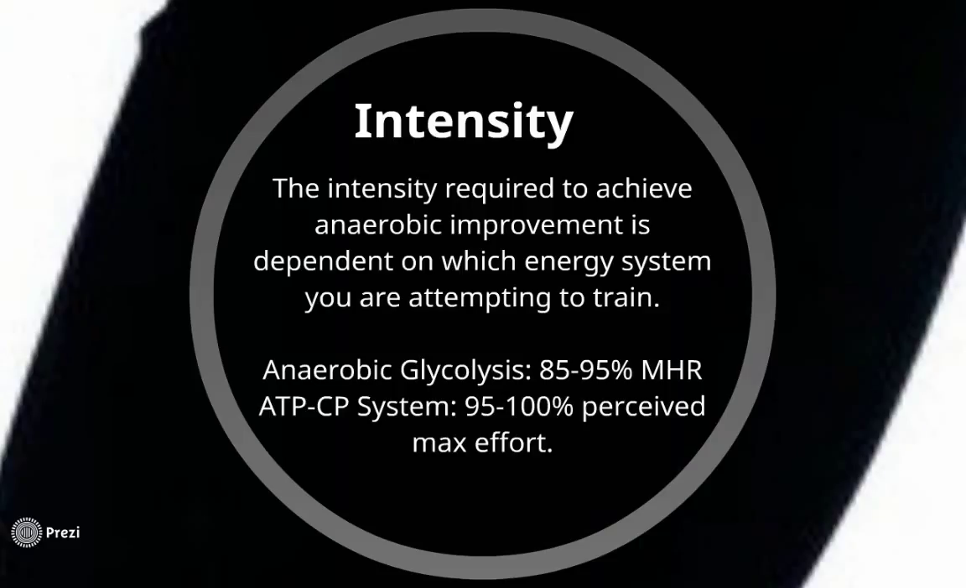The intensity is a bit different here. The intensity required for anaerobic improvement is dependent on which energy system you're attempting to train. If you're wanting to improve the function of anaerobic glycolysis, then we need to work at 85 to 95% of max heart rate. If we want to train the ATP-CP system, we need to train at 95 to 100% of perceived max effort. We use a different term here because the ATP-CP system is used for explosive activities of less than 10 seconds, and in that time, there's no way you're going to get your heart rate up to 95 or 100% of max heart rate. So we talk about the perceived max effort. Essentially, if you're training the ATP-CP system, you need to be working at or very close to maximal intensity.